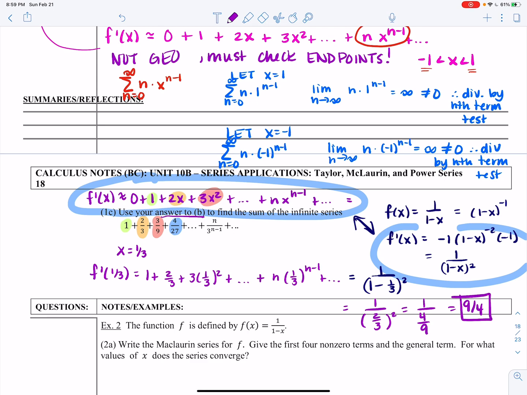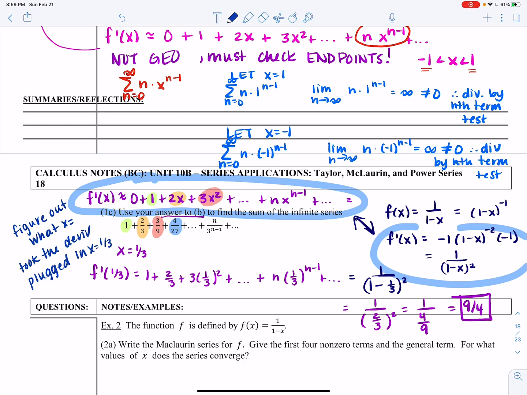What in the heck did we just do? Well, we figured out what x was. We took the derivative and we plugged in x equals 1/3. That's all we did.